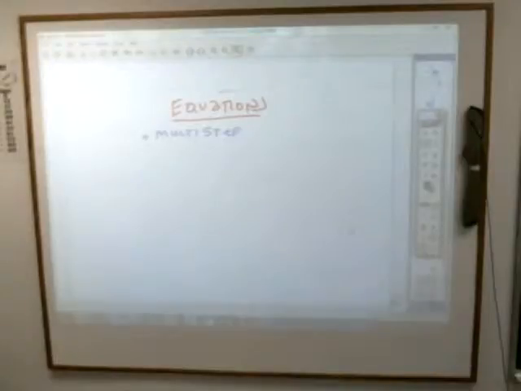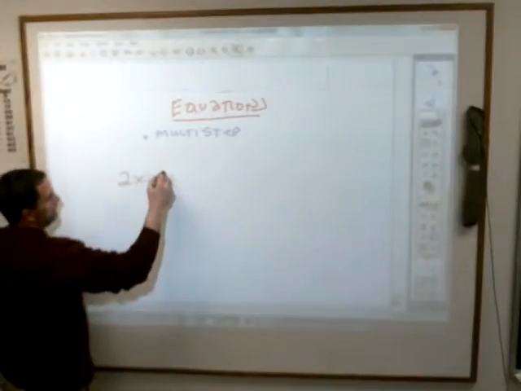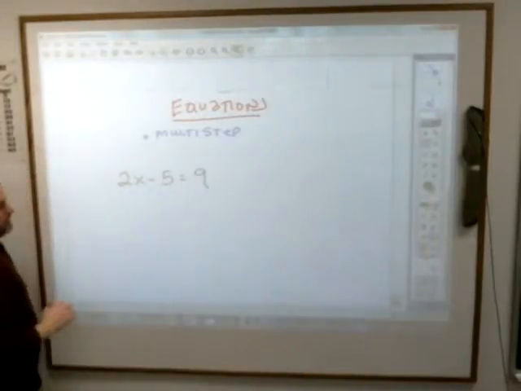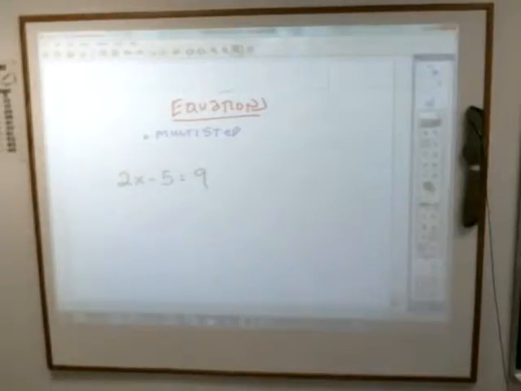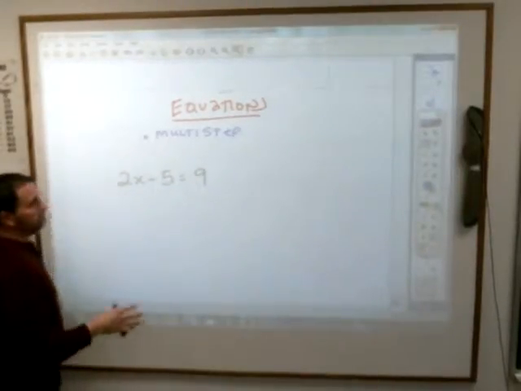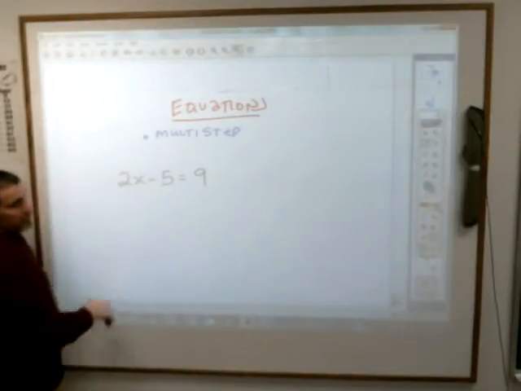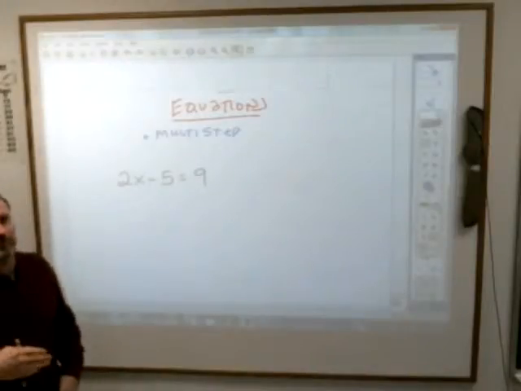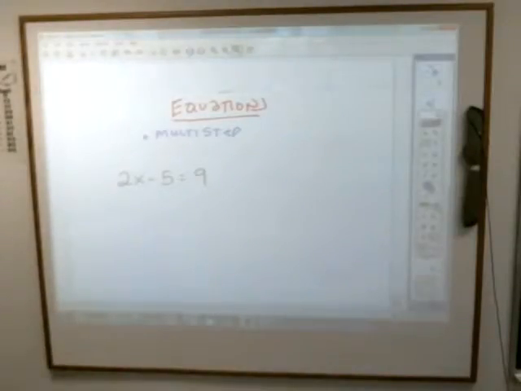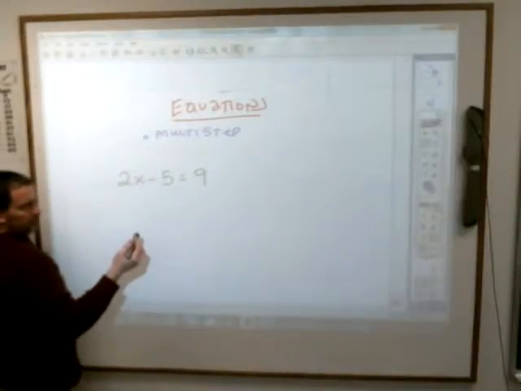For example, if you have a problem that looks like this, 2x minus 5 equals 9. It seems like we've done something like this, but maybe not, doesn't really matter. This is a combination equation. You've got both multiplication and subtraction. That's the reason it's a multi-step, because it takes 2 steps to get rid of both of those things.